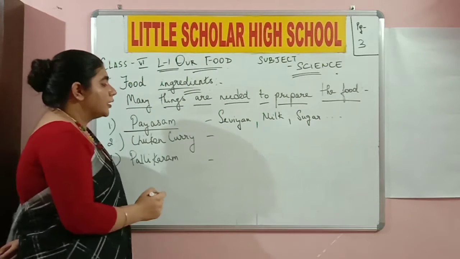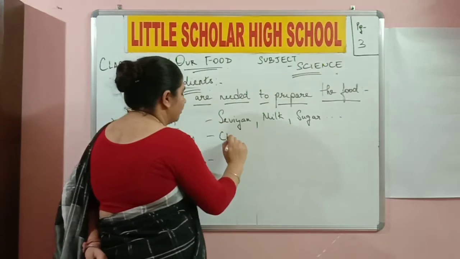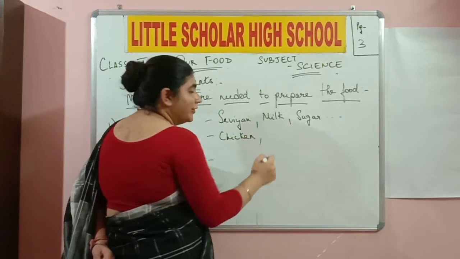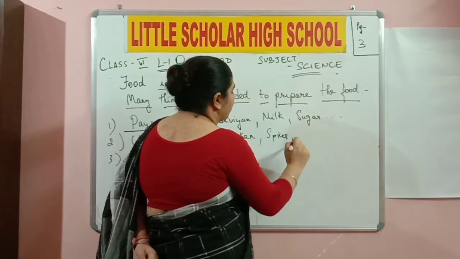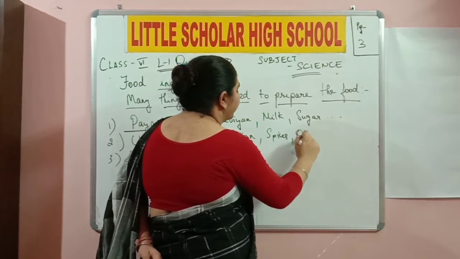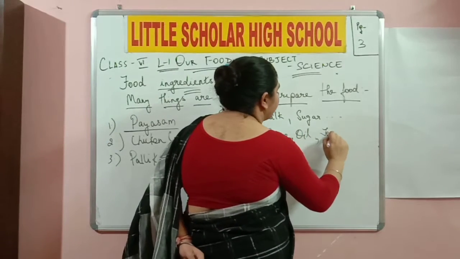Yes, chicken curry. What do you think chicken curry would be made up of? Definitely chicken, cleaned and boiled, and then you have spices, then you have oil, cooking oil. What else? Tomato puree.